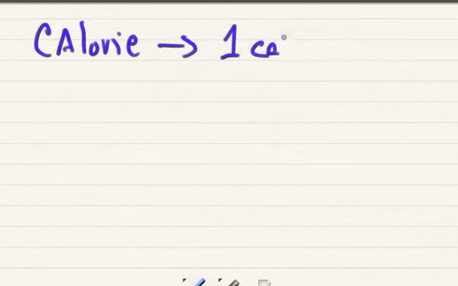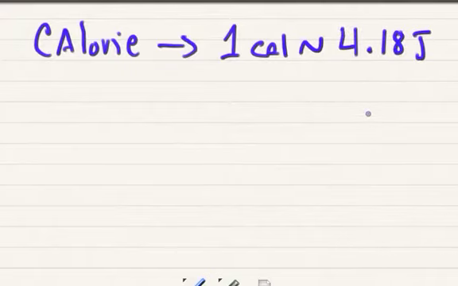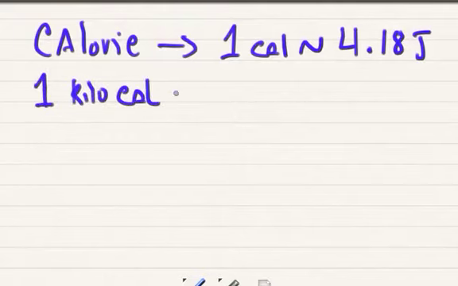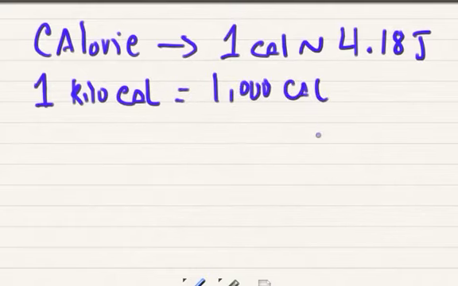Okay, a calorie, and 1 calorie is approximately equal to 4.18 joules. And you may even hear the term 1 kilocalorie, which is just 1,000 calories. So that's pretty easy to make the conversion to what that'll be in joules. Okay, so we're good there.